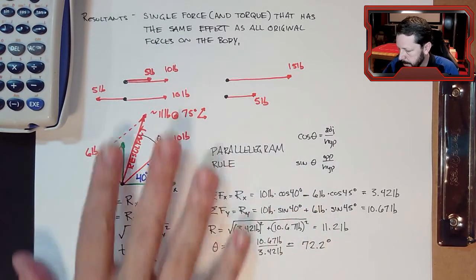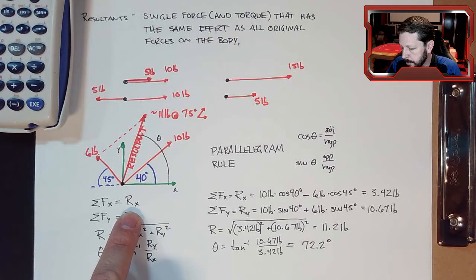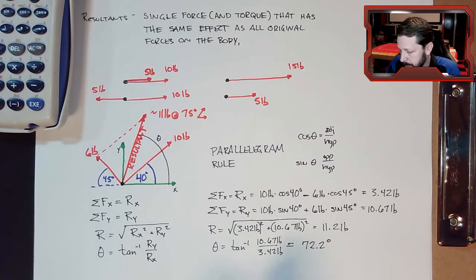So that's resultants. They're not necessarily going to be static equilibrium. They do have a value. Not going to add to zero.